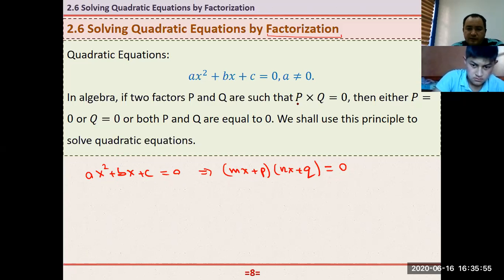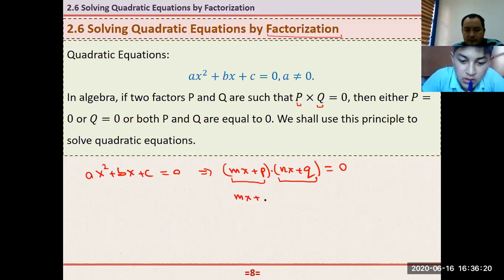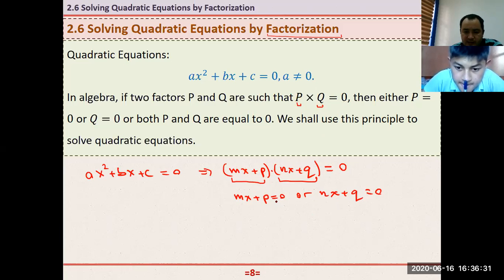In algebra, if the product of two things, anything, p times q is equal to 0, then either p should be equal to 0 or q should be equal to 0, right? So using these facts, here we have something times something, right? And here that's equal to 0. So that means that to be equal, it means one of the brackets must be 0, right? So mx plus p equals 0, or nx plus q is equal to 0. That means that at least this equals 0, or this, or both are equal to 0.